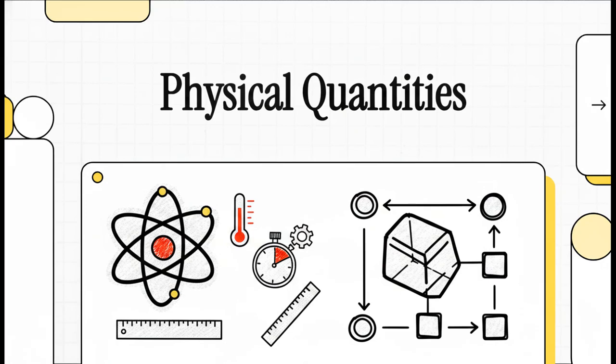Welcome to this explainer. Today, we're unpacking something absolutely crucial, the exact architectural framework scientists use to describe reality. We're going way beyond the basics here to lock down the strict definition of physical quantities. It's basically the foundational vocabulary that drives all scientific inquiry. Let's get right into it.